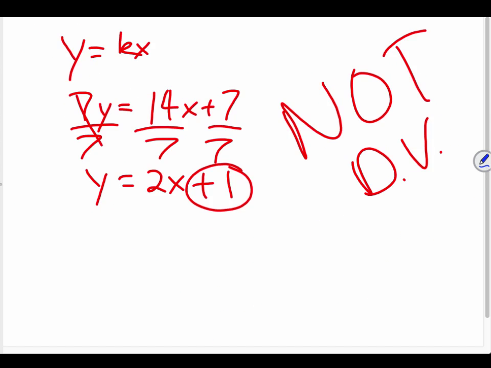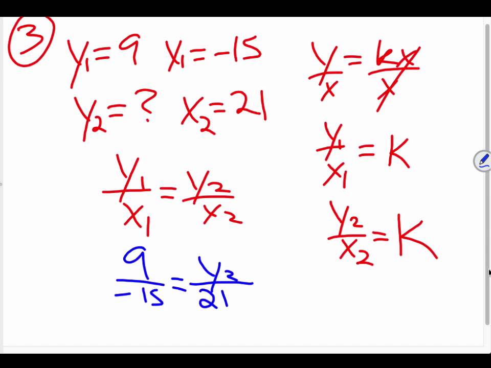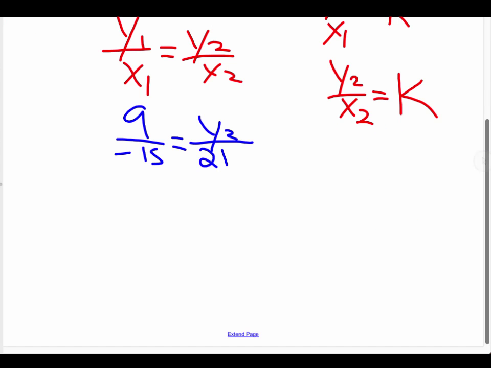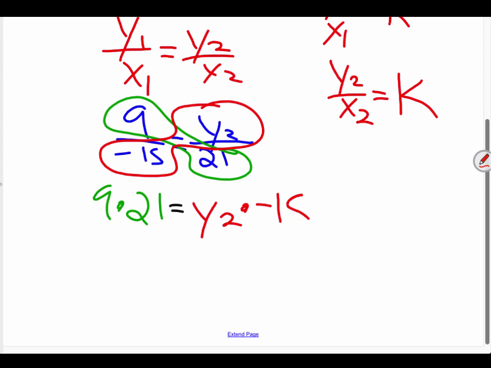Alright, so let's bounce back. Let's just plug the numbers in. I've got 9 over negative 15 is equal to, I don't know what y sub 2 is yet, but I know that x sub 2 is 21. Cross multiply. When we solve a proportion, really the only thing we have to do is cross multiply. So I'm going to take this and multiply those like that, set that equal, and then multiply that by this. Let's do it this way: y sub 2 times negative 15. Divide both sides by negative 15.